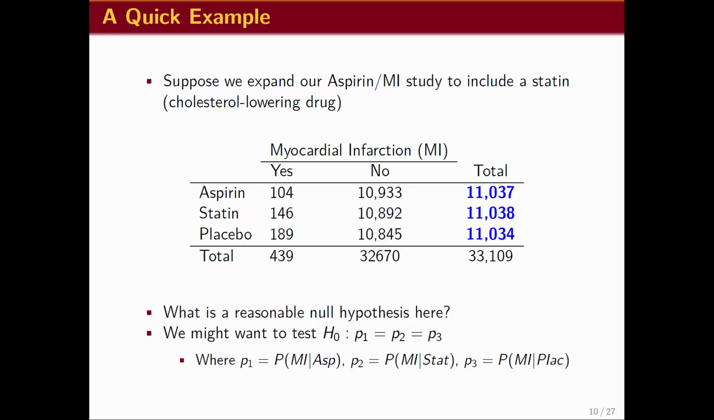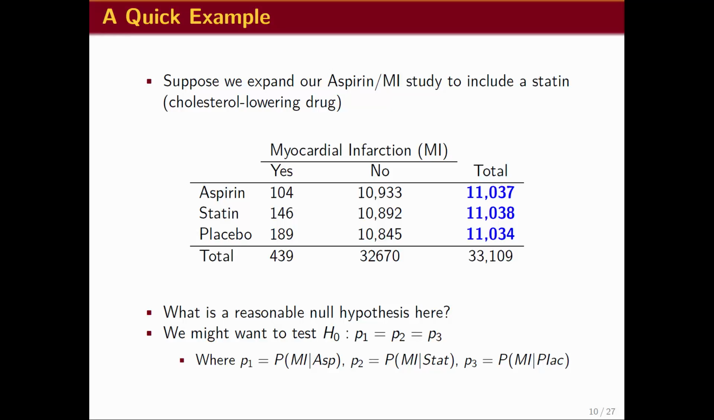So if we write down P1 to be the probability of MI if you take aspirin, P2 as the probability of MI if you take a statin, and P3 is the probability of MI if you get the placebo, then the null hypothesis is that all 3 of those probabilities are equal, right? Nothing works. Now, based on what you see here, do you think that there is evidence against that null hypothesis? Just if you were doing a gut reaction.